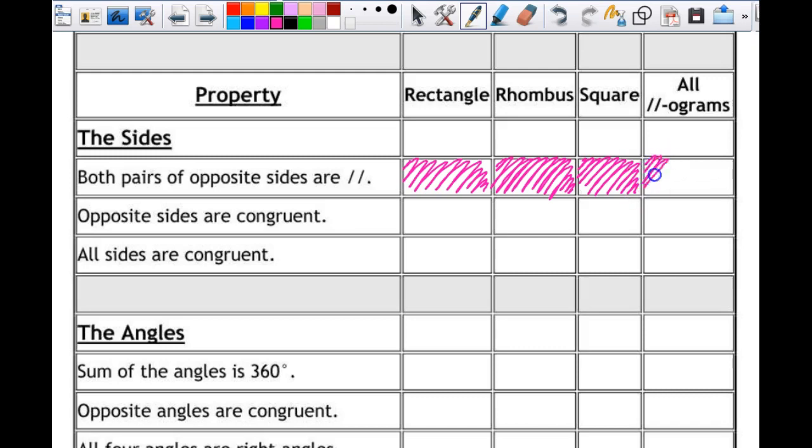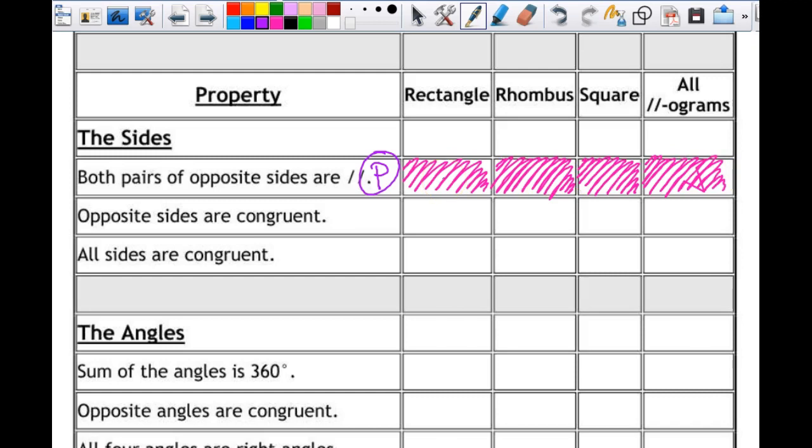Okay, so this property here, is this a rectangle property, a rhombus property, a square property, or a parallelogram property? Parallelogram. Okay, so this is a parallelogram property. So if I know that from the beginning, I know it applies to all parallelograms. It doesn't matter what kind of parallelogram it is. And then these three are special parallelograms. So if I'm going to color this box in, these three automatically get colored in. Does that make sense? So you can kind of look at it that way as well.